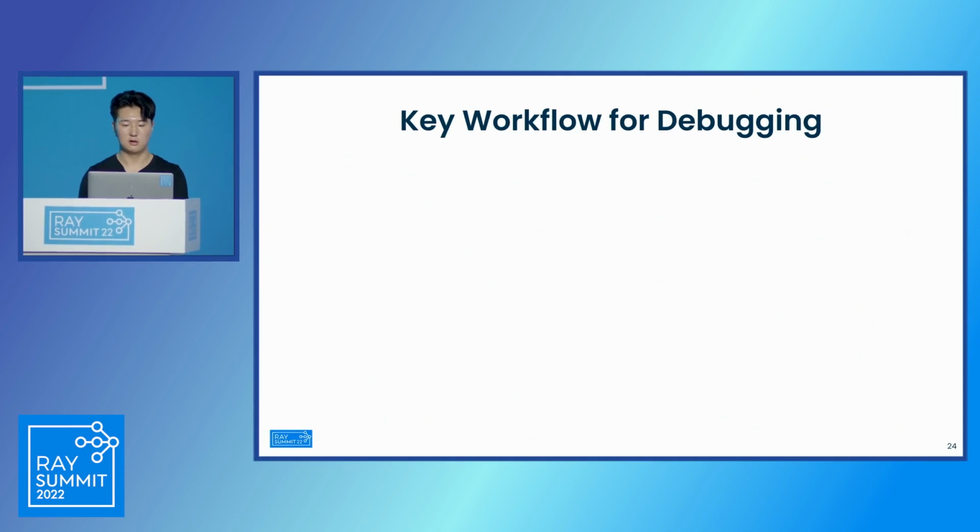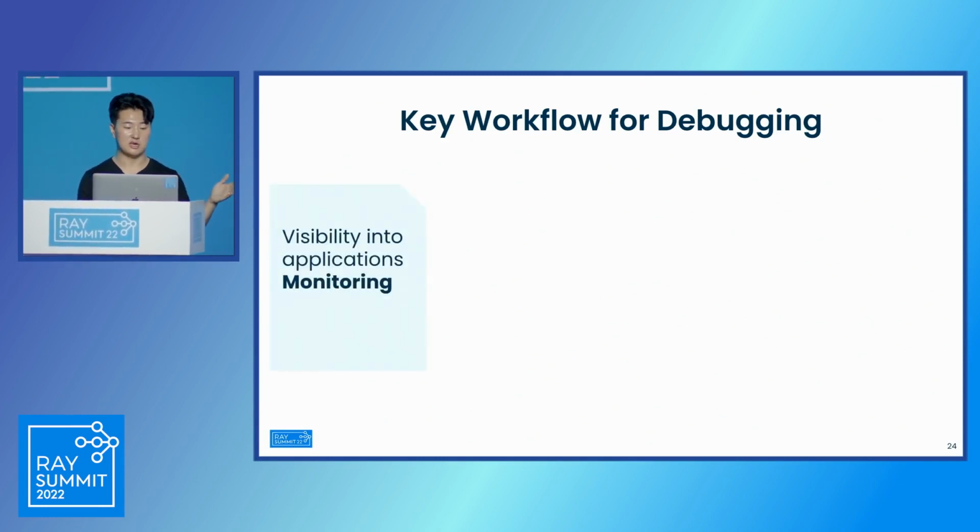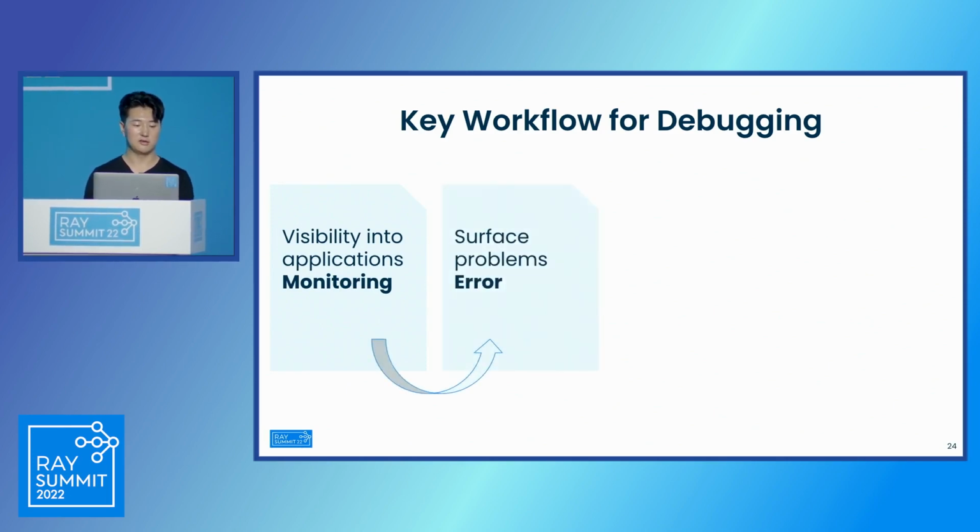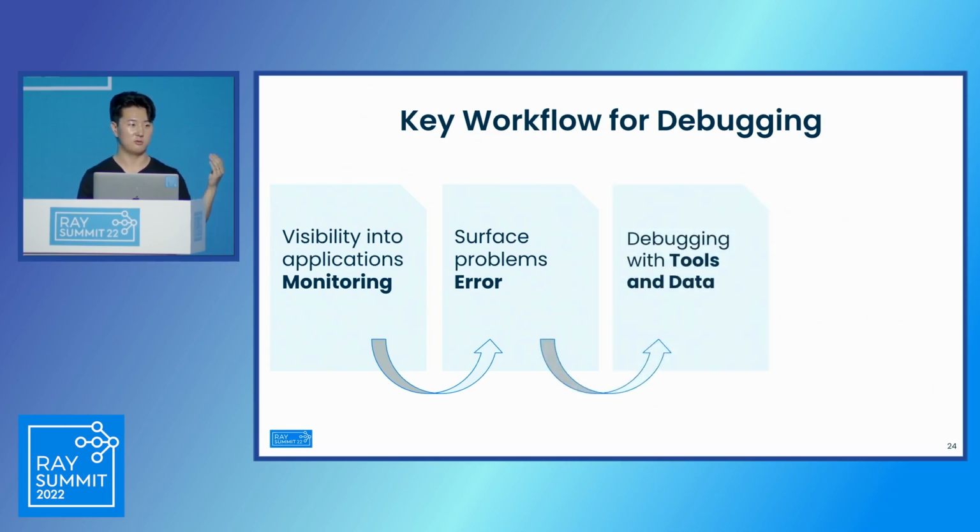Oh, sorry. So this is the key workflow when you debug your application. First, you want to have visibility into your application, so you need to have monitoring. And then whenever something goes wrong, the error has to surface to you. So there should be the right error, or there should be a way to give the signal that something's going wrong. And of course, you need to have the right tools and data in the system so you can actually debug when something goes wrong. And the right mitigation strategy, and the correct guide for you to fix your issue.